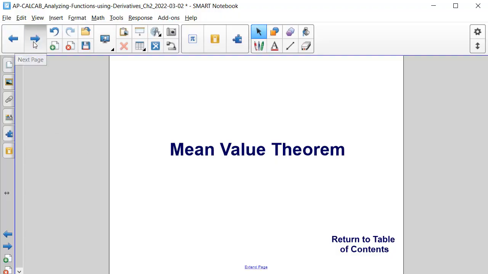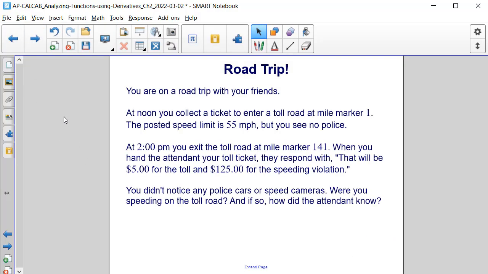Mean value theorem. Road trip! You're on a road trip with friends. At noon, you collect a ticket to enter a toll road at mile marker 1. The posted speed limit is 55 miles per hour, but you see no police. At 2 p.m., you exit the toll road at mile marker 141.